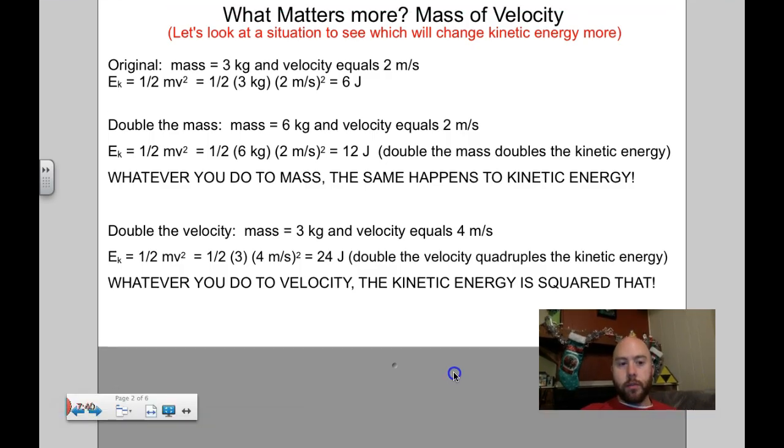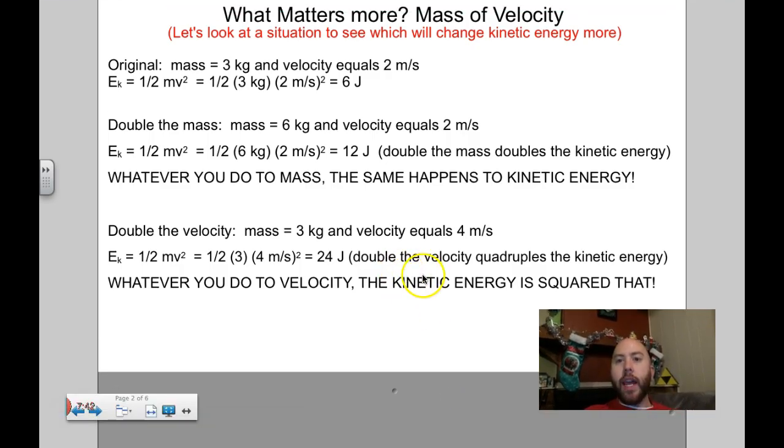So notice, a change in mass does the same change in kinetic energy. If you do a change in velocity, it creates a far greater change. So what matters more? A change in velocity matters greatly more because you are squaring that number. A small change in mass is a small change in kinetic energy. A small change in velocity can be a big change to kinetic energy. So again, it's all because of that squared.